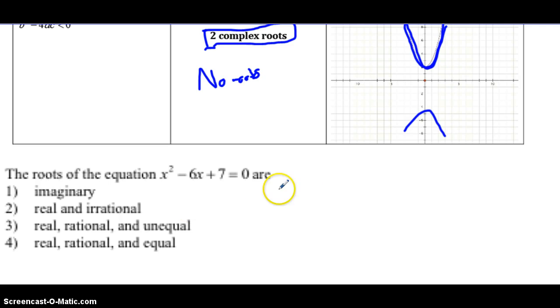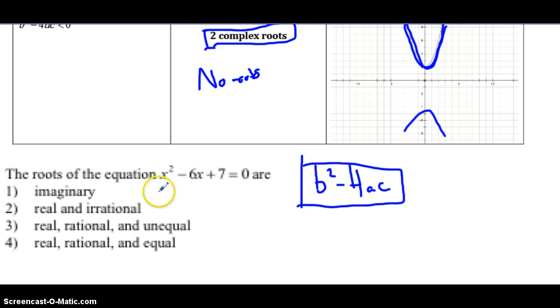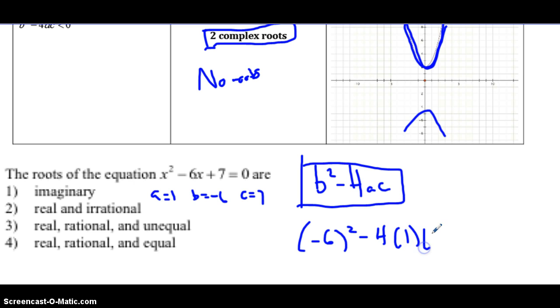All right, so this is a Regents question. Let's take a look at this one. We want to find the roots of the equation. Well, we just set up our equation, b squared minus 4ac. That's our discriminant. We're going to just plug into this formula. So our a is equal to 1, our b is equal to -6, and our c is equal to 7. So we're just going to do -6 squared minus 4 times 1 times 7. When I plugged into that, I get 36 minus 28, which gives us a number of 8.